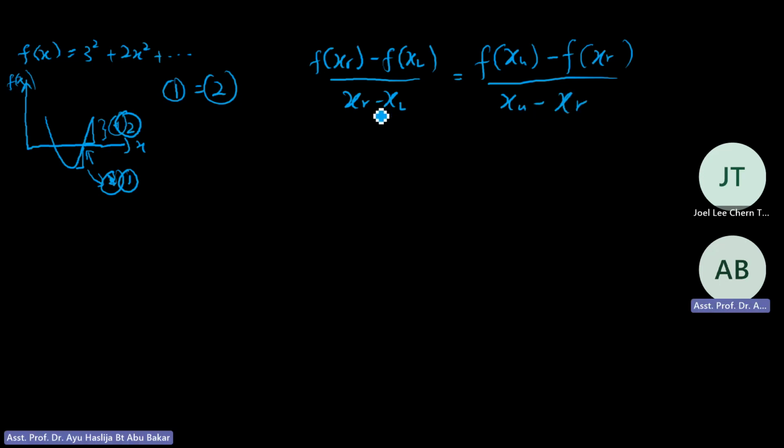Okay, this one is the equation to find out the slope, the gradient, right? So this is gradient 1 equals gradient 2. Now from here, we need to find out the XR equation. Okay, the XR.